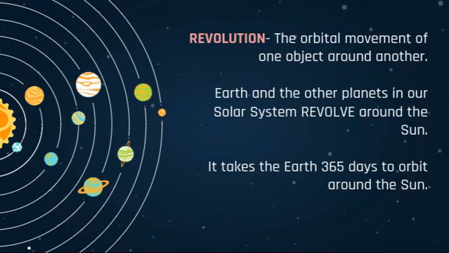Now that we've learned the age of some of the teachers and staff that work here at Walker, let's circle back to the idea of revolution. What is revolution? A revolution is the orbital movement of an object around another object. So Earth and the other planets in our solar system revolve around the sun in an orbital motion. Specifically for the Earth, it takes 365 days to orbit around the sun.